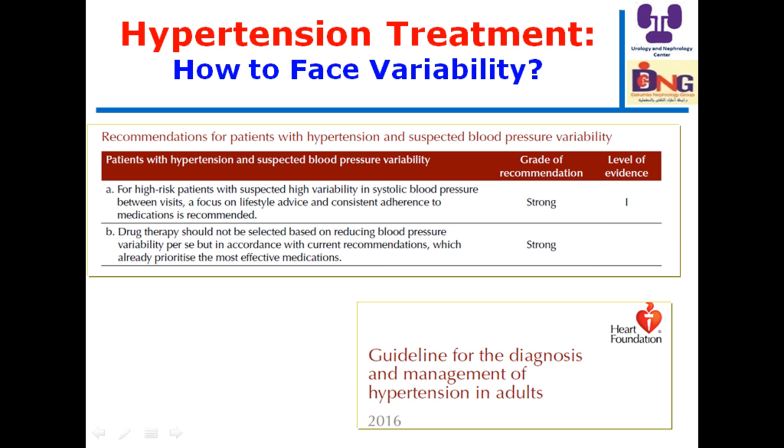And the most important point is that we should refine our measurement of blood pressure to be unified through all the follow-up visits, and at the end select the best treatment for the patient.